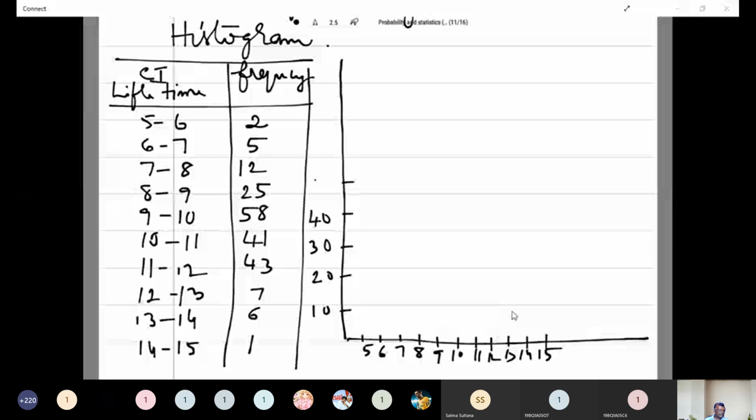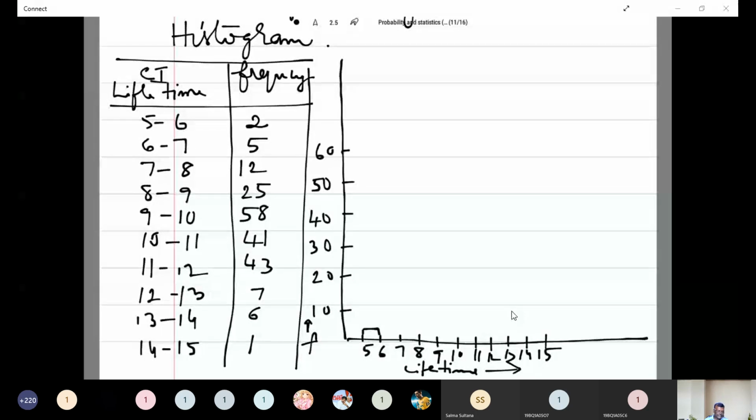Now, what is the first one? Between 5 and 6 frequency is equal to 2. This one. Between 6 and 7 frequency is equal to 5, like this. Next, between 7 and 8 frequency is equal to 12, like this.